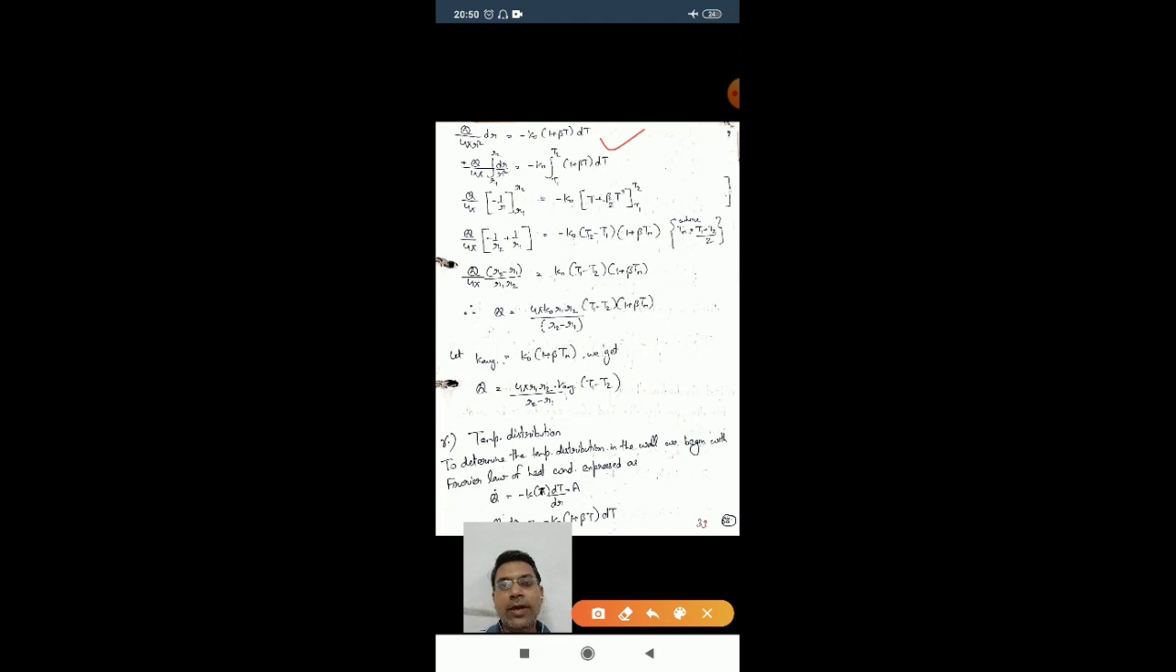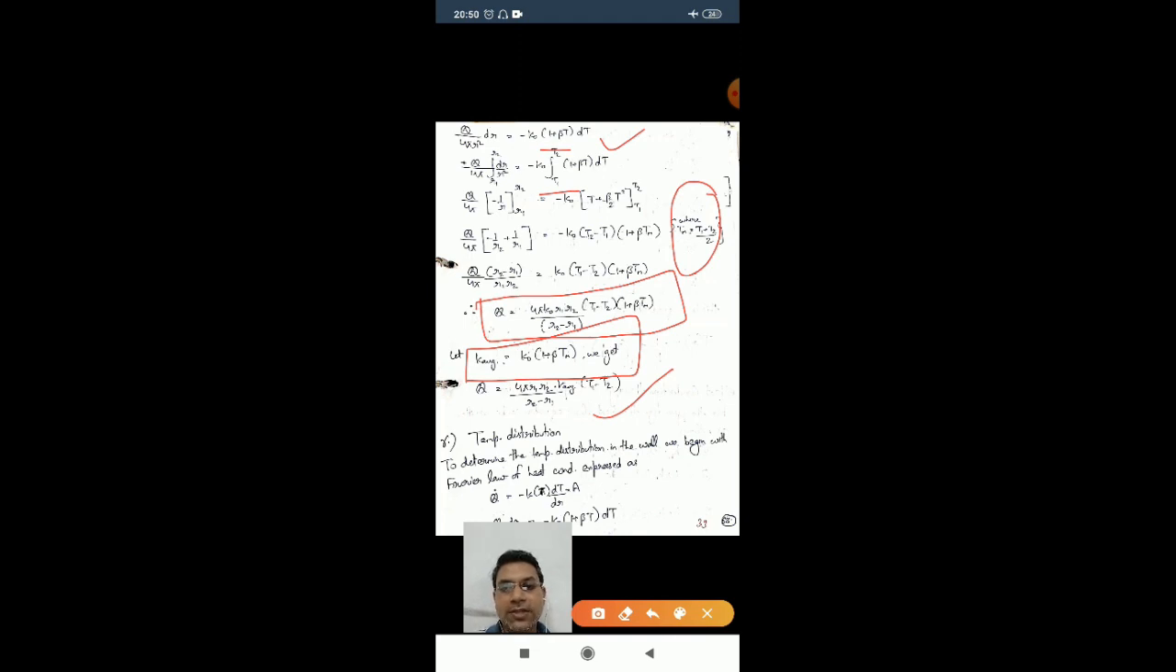this value, and integrating from the limit r1 to r2 with temperature T1 to T2, we get q equal to this. Assuming again k average is equal to k naught into 1 plus beta T mean, where T mean is T1 plus T2 by 2, therefore the heat transfer is given by this for the case of variable thermal conductivity.